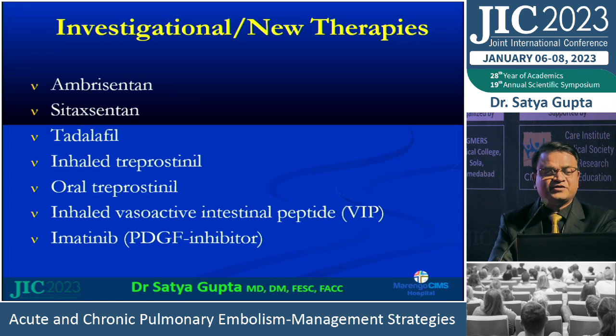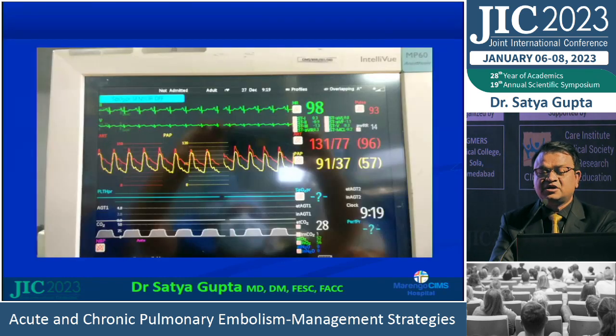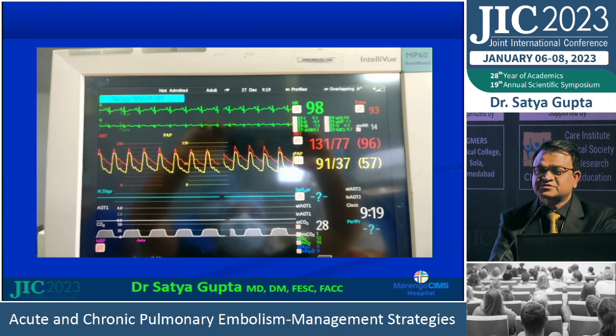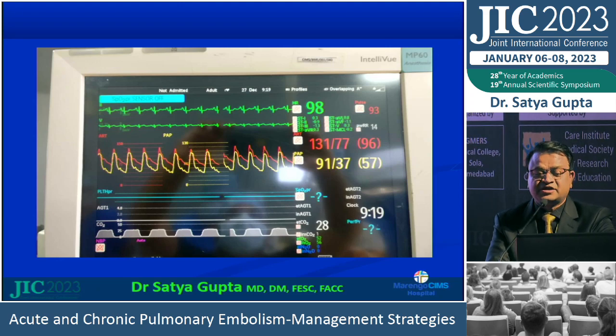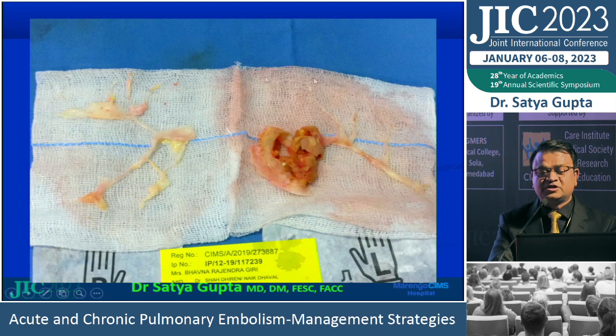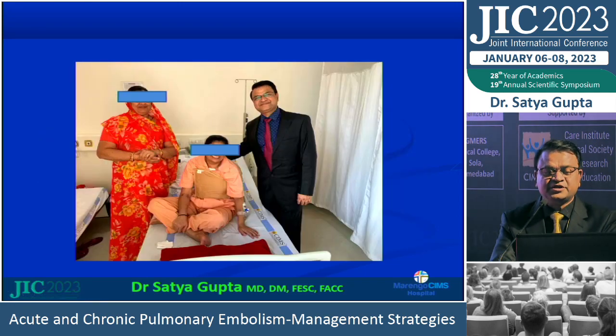Right now we have so many new drugs available, and macitentan is also available. So newer things are easily available nowadays, and we should try to optimize the medical treatment for these patients. This is just a picture of one patient who was treated at CIMS Hospital. She had severe pulmonary hypertension because of CTEPH, with a PA pressure of 91/37 pre-operatively. She underwent surgery, the cast was removed from the pulmonary tree, and post-surgery the PA pressure has come down to absolutely normal, and now this patient is absolutely fine.